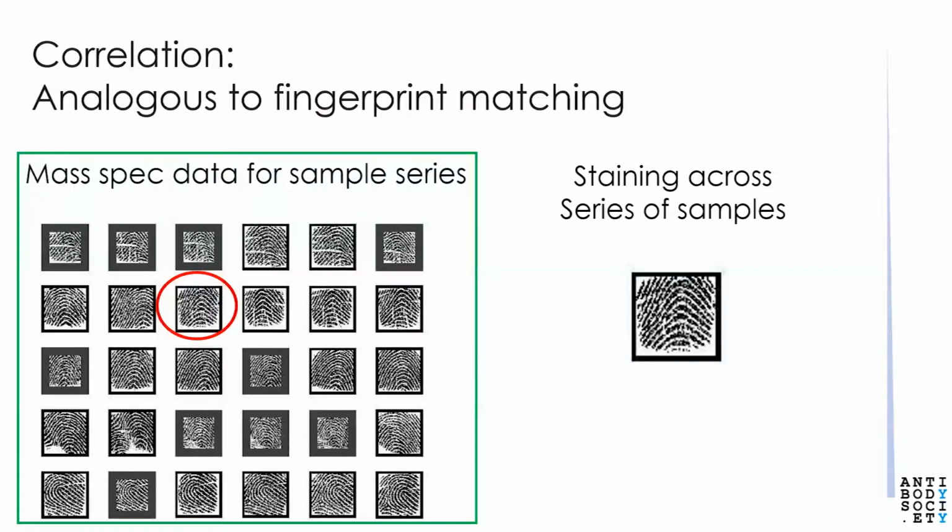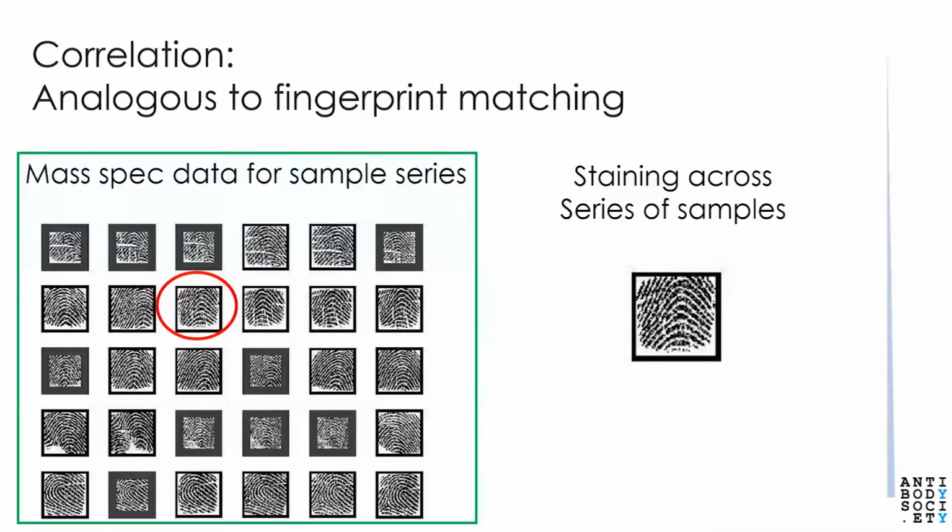Correlation is perhaps a little bit more difficult to deal with. I think it is analogous to fingerprint matching. And the concept is that the staining pattern of an antibody across a large series of samples is analogous to a fingerprint. However, to test the performance of this type of validation, you really need to have a fingerprint database to determine how good the match is from your print to the prints in the database and how many matches there are. Ideally, you'd like there to be only one.